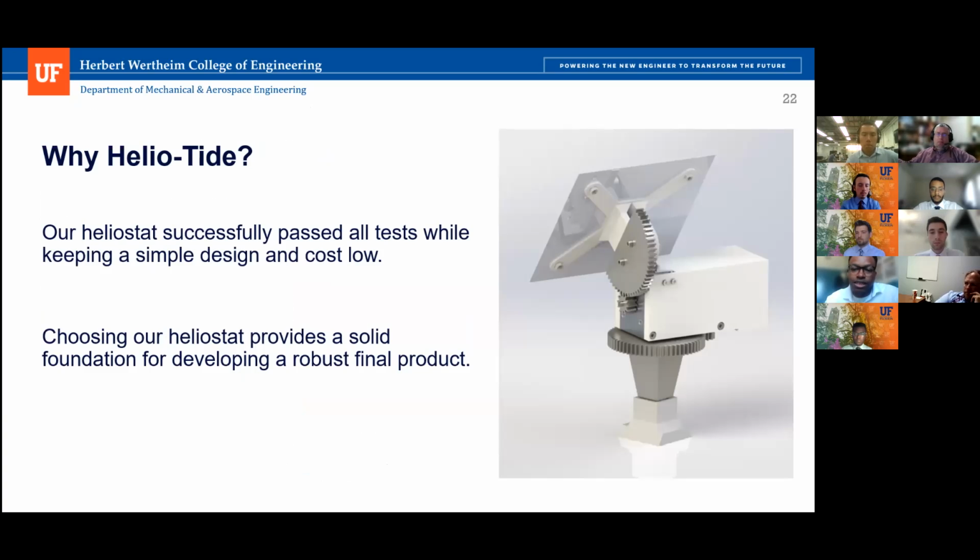So why Heliotide? Why choose our design? As mentioned earlier, the Heliotide has a small number of OTS parts, that's easy to manufacture and assemble, and has a solid foundation for future adaptability. And as a bonus, it passed all the design tests conducted for this class.